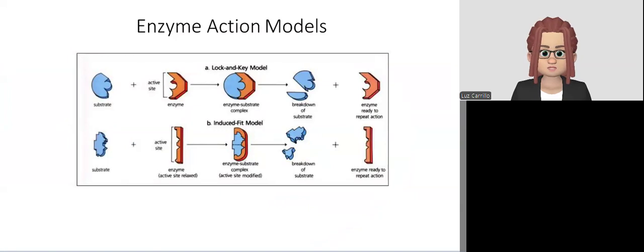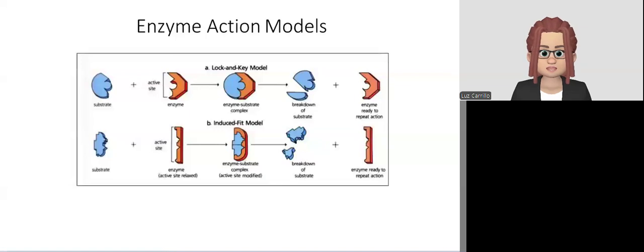There are two models for enzyme action. The first one is called the lock and key model. The lock and key model is utilized by some enzymes in which their active site has a specific shape for the substrate that is going to bind. They bind to each other, making a substrate enzyme complex that works like a lock and key. And then the enzyme is able to produce the product and then is regenerated in order to continue the reaction.